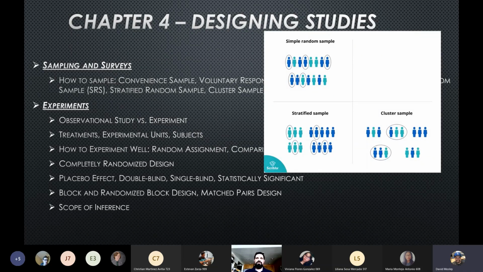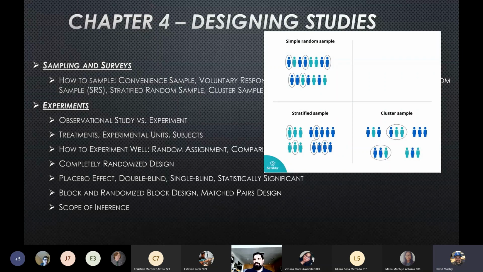We have a little graphic here showing what a simple random sample, stratified sample, and cluster sample can look like in a nutshell. A simple random sample is taking a population and randomly selecting people from the population. The stratified sample is grouping people together based on common characteristics, and then randomly sampling from each strata. A cluster sample is when you group people together based on location. They're just simply close together, and then you randomly select clusters to participate in your study.